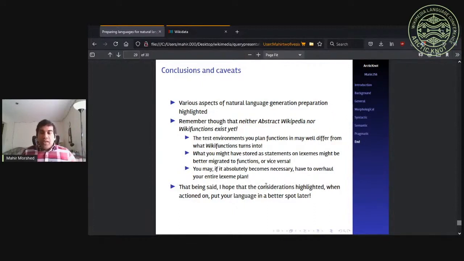in terms of, okay, I created 100,000 forms. Maybe I only need 100 and procedurally generate the rest. That being said, I'm hoping that the considerations that I have highlighted in this presentation, when actioned on right now, can put your language in a better spot later, so that you don't have to make as many changes, and you are able to build functions very quickly to do these things that I've described.